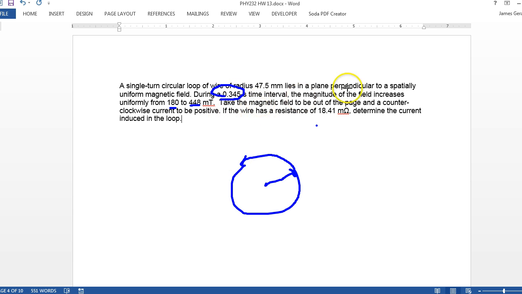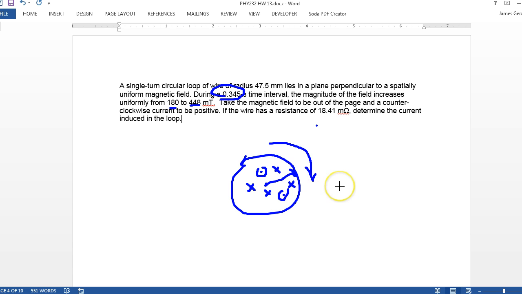So, if we take the magnetic field to be out of the page and our counterclockwise current to be positive, right? So this magnetic field is coming out of the page. It is increasing, and so the EMF induced is going to cause a current. Which direction? Well, since this magnetic field is increasing, the induced current is going to create a magnetic field that opposes that increase and be pointed into the page, right?